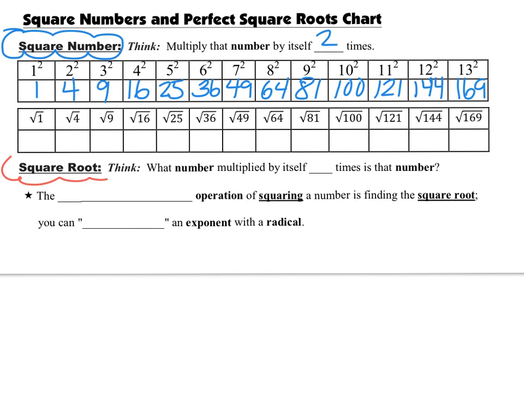Then we're going to look at square roots. With square roots, we want to think what number multiplied by itself 2 times is that number. So 1 times 1 gives us 1. 2 times 2 gives us 4. So what number multiplied by itself gives us the number underneath the radical sign? 3 times 3 gives us 9. 4 times 4 gives us 16. 5 times 5 gives us 25. 6 times 6 gives us 36. 7 times 7 gives us 49. 8 times 8 gives us 64. And so forth.